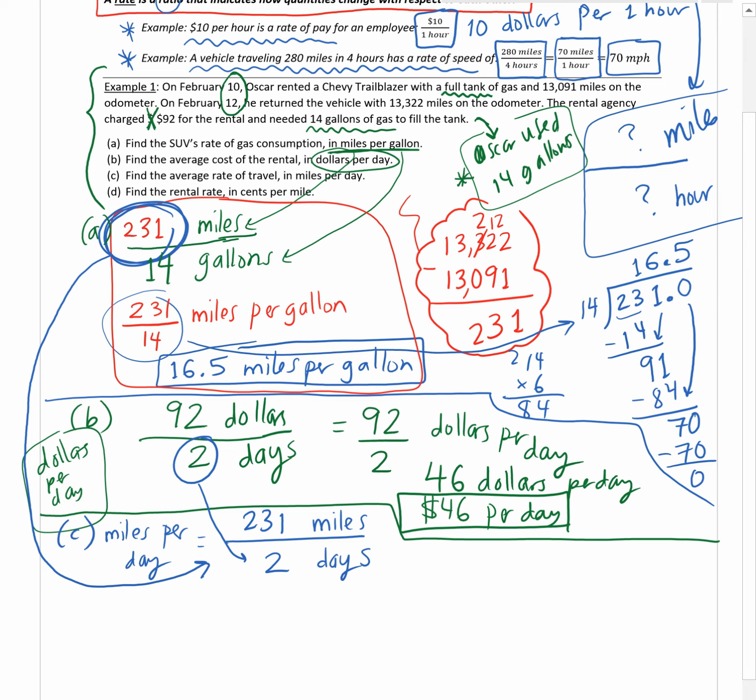I think I can probably divide that. What's 2 into 231? Let's see here. 2 goes into 2 once, 2 goes into 3 once, with 1 left over. If I bring down the 1, 2 goes into 11 5 times, with 1 left over. So it looks like 115.5. 115.5 miles per day is the units they wanted. There we go.